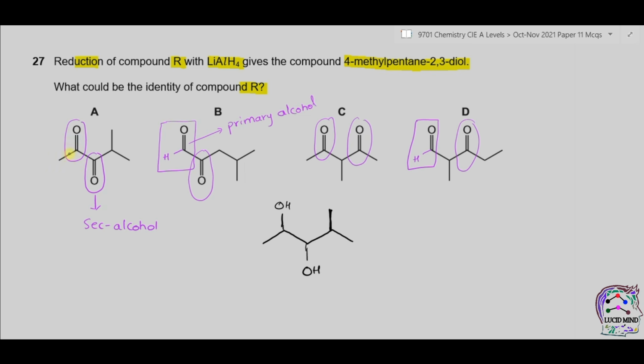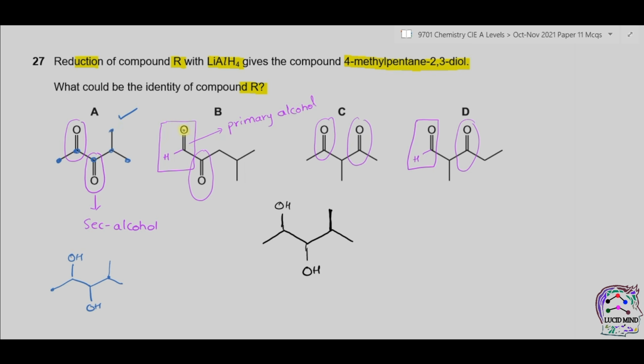Let's reduce the first one. We have CH3, then carbonyl carbon, then carbonyl carbon, then CH and 2 CH3 groups. This is reduced to a secondary alcohol. This will be reduced to a secondary alcohol. And this will remain unchanged. So now both are similar. It means A could be the correct option.